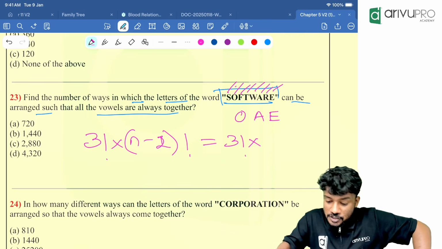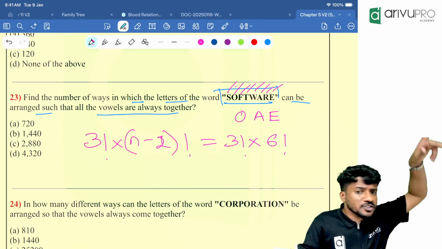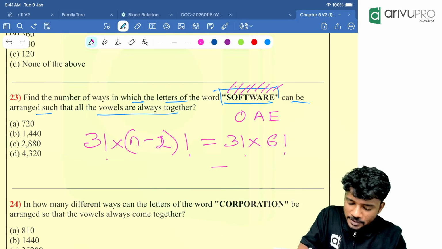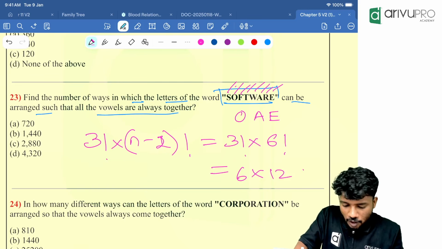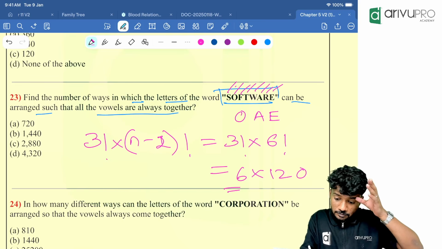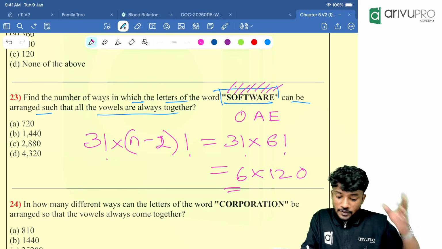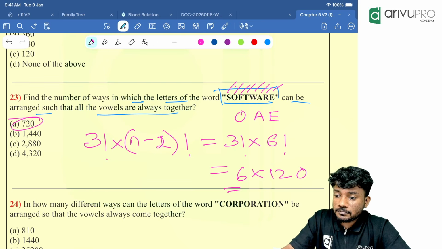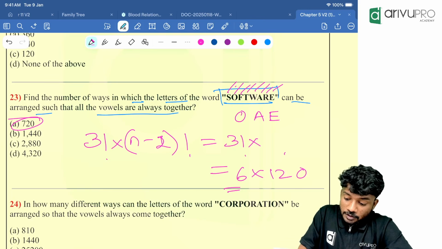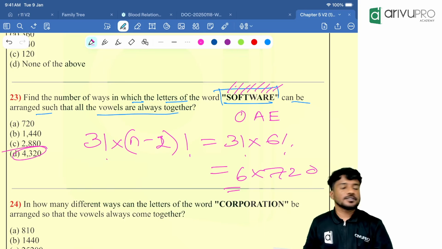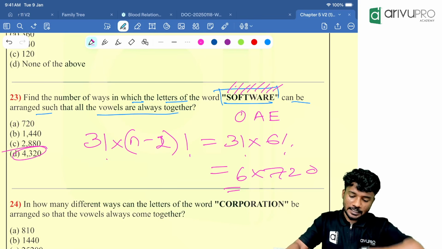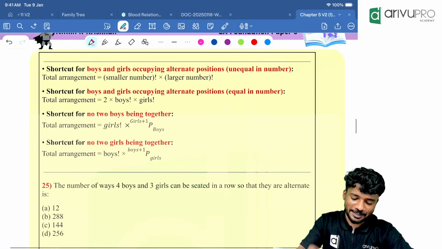8 minus 2 is how much? 6 factorial. Is anything repeated, people? Nothing is repeated. So how much is the answer? 6 into 6 factorial. 6 into 120? How much is the answer? 64320? 720, right? 6 into 120? 4320. Sir, 720 into 3 factorial. Oh, I wrote it wrongly. 6 factorial is correct. How much is it? 4320. 6 factorial is 720. Everyone is sleepy, I guess, or I am sleepy.